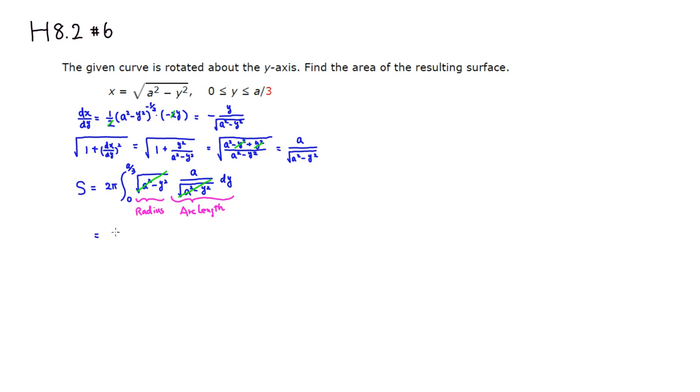So this is equal to 2 pi, and the antiderivative of a with respect to y is a y, going from 0 to a over 3. So this is 2 pi times, plugging in, a squared over 3 minus 0. So this is 2/3 pi a squared. Let's type it in.